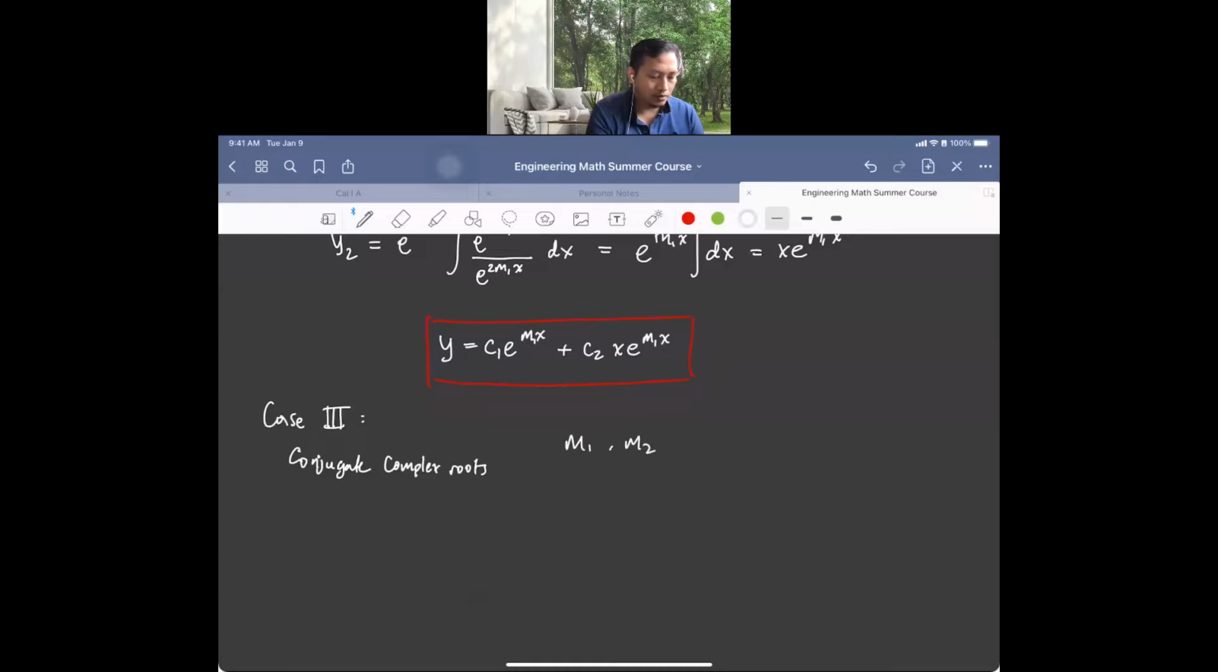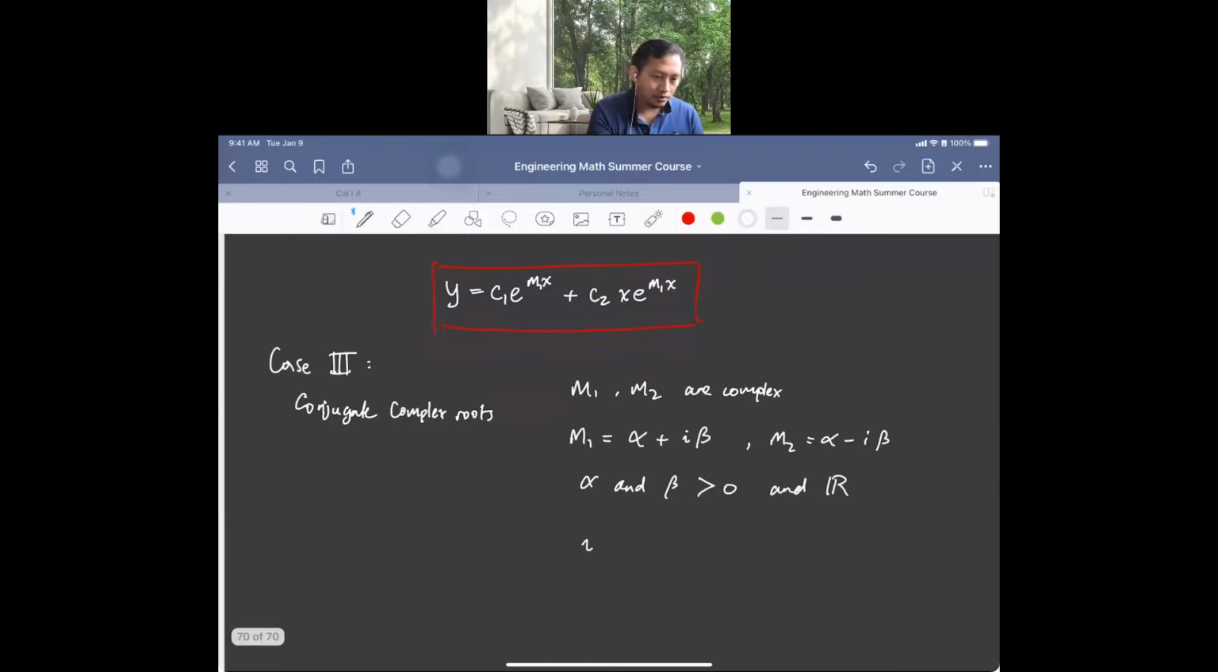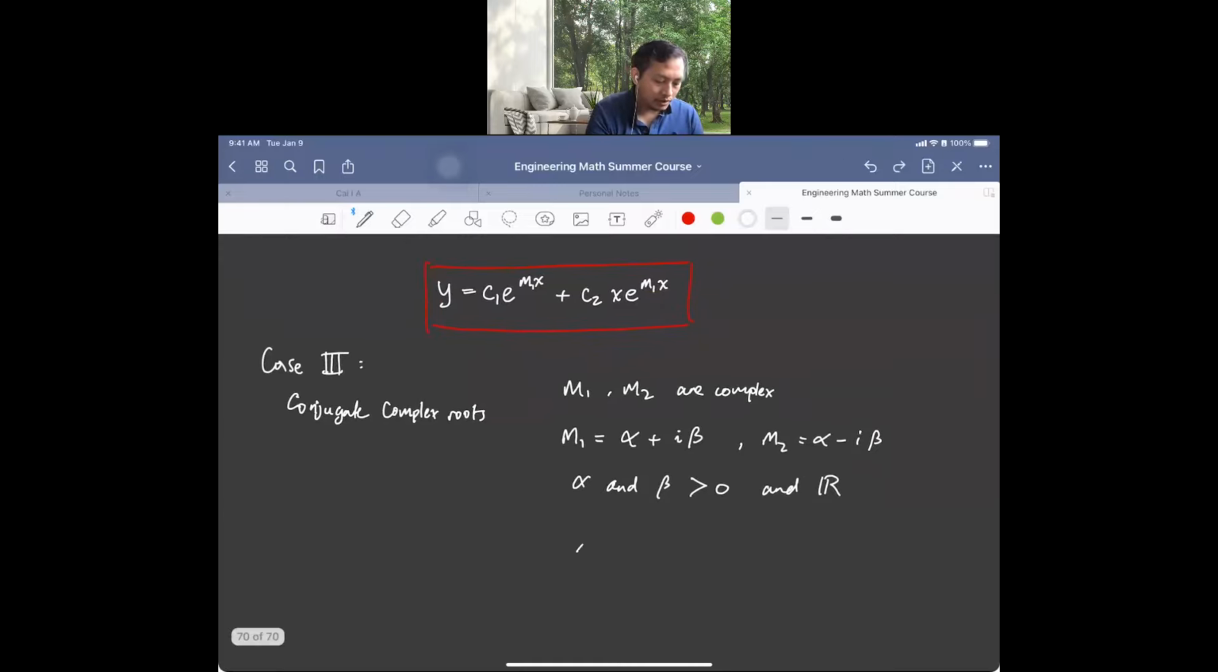Okay, so M1, M2 are complex. So we can write M1 is alpha plus i beta, where i is the imaginary number. M2 is alpha minus i beta. Alpha and beta are both positive real numbers. Okay. And i, the imaginary number, i squared, is negative 1. Okay.